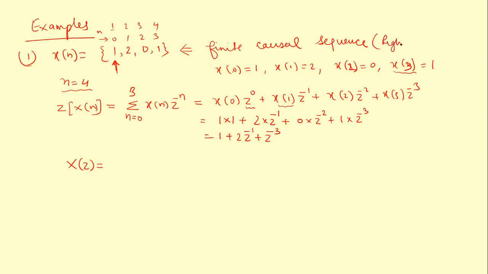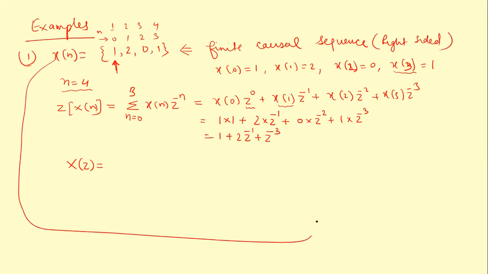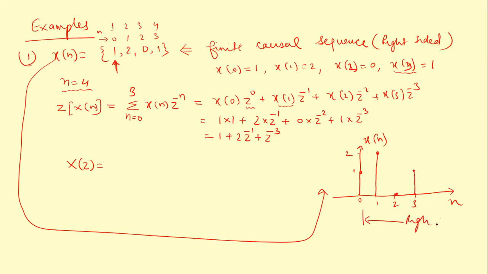This is a right sided sequence, right? Why is it right sided? If you plot n versus xn, at 0 we have 1, then at 1 it is 2, at 2 it is 0, and at 3 it is again 1. So there are 4 samples: zeroth, first, second, third. It is right sided, and causal, because it depends upon the present and past values, right? So Xz is equal to 1 plus 2z inverse plus z minus 3.